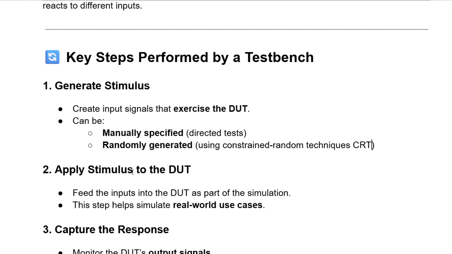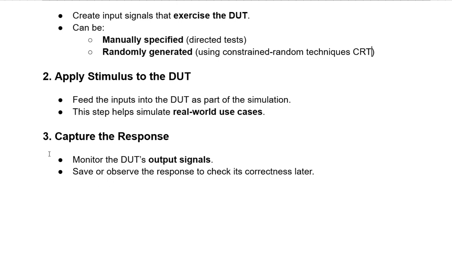Apply the stimulus to the DUT. Feed the inputs into the DUT as part of simulation. This step helps simulate real-world use cases. Capture the response. Monitor the DUT's output signals. Save or observe the response to check its correctness later.